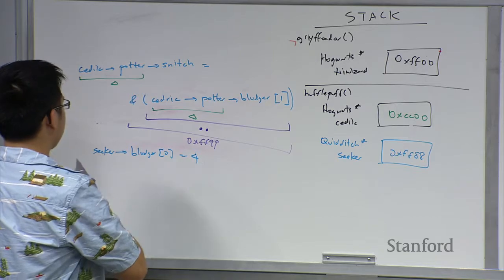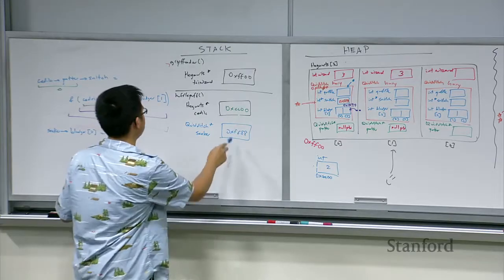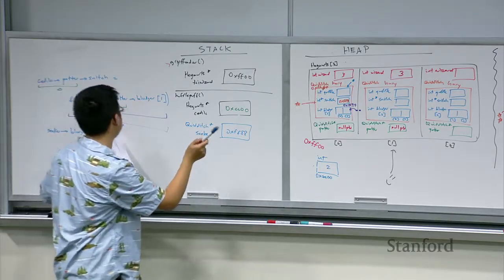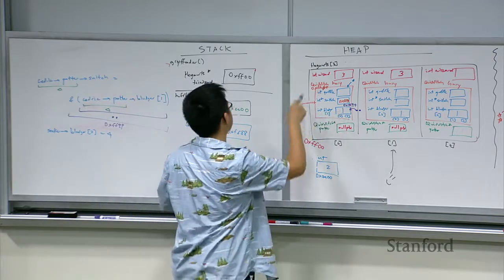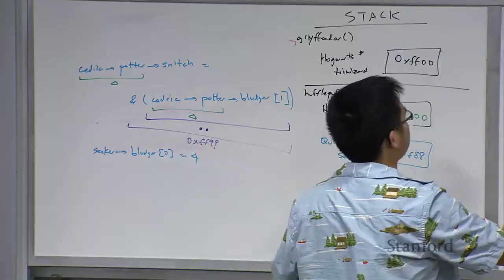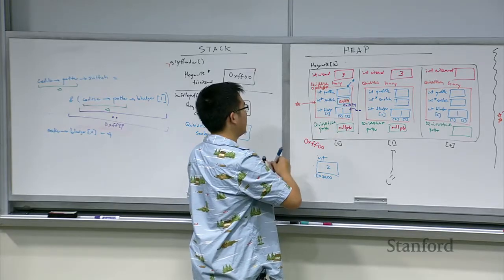So let's just trace this one more time. Seeker, which is seeker over here. We're dereferencing it, and we're getting the bludger field. Seeker, dereference, we get the orange star, and then we're getting the 0th one. So this one over here.